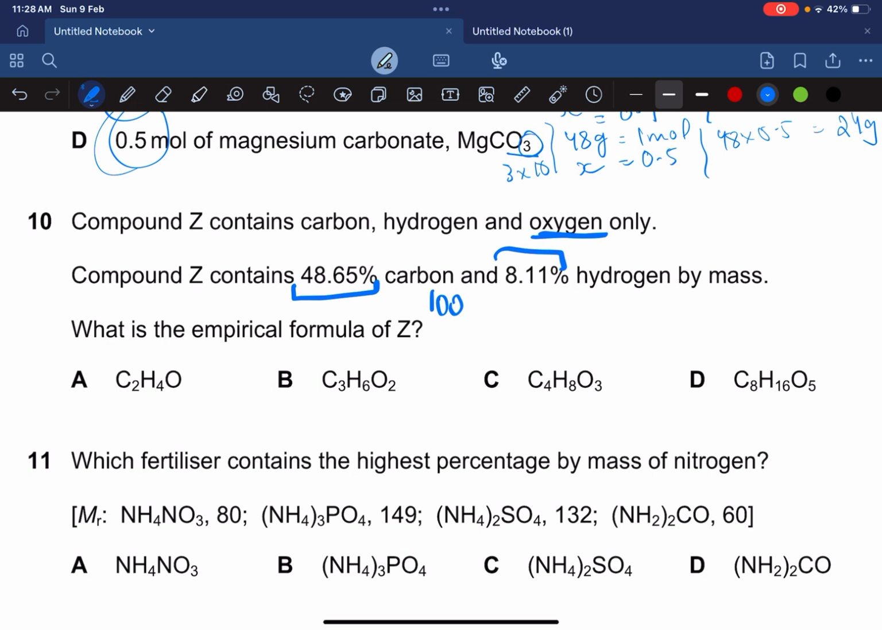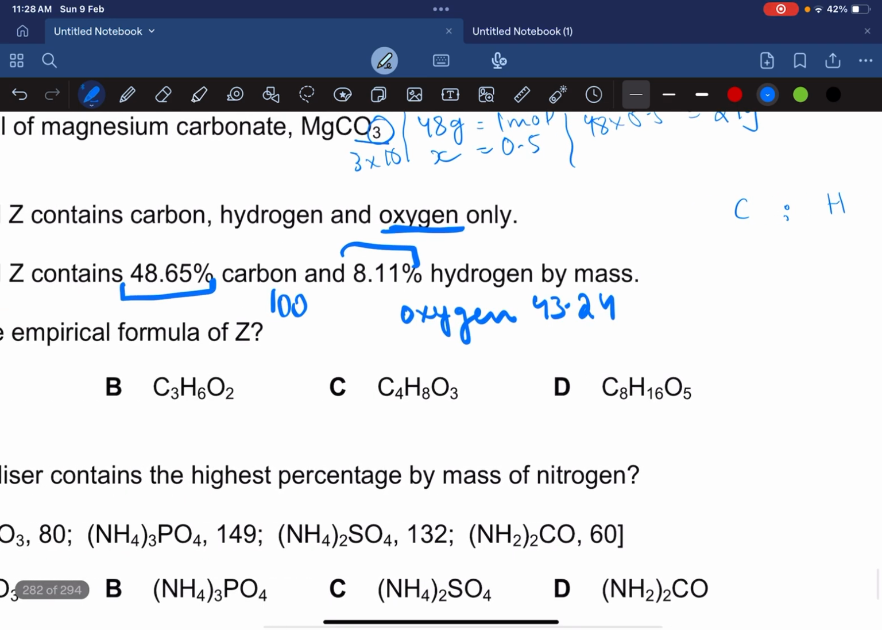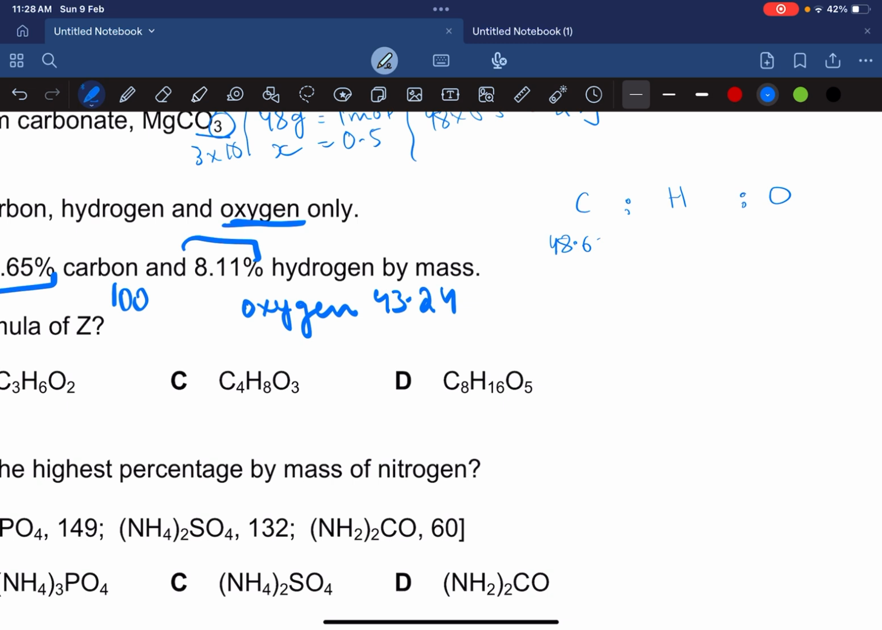Okay, so from 100 you're going to subtract first 48.65, and then you're going to subtract 8.11, and you're going to get the mass of oxygen, which is going to be 43.24. Okay, right over here oxygen is going to be 43.24. How do you calculate the empirical formula? For that, you write carbon, hydrogen, oxygen, then you write the percentages given to you: 48.65 for carbon, 43.24 for oxygen, and 8.11 for hydrogen. The next step is always going to be to calculate the moles.